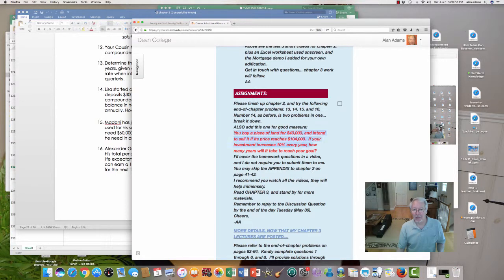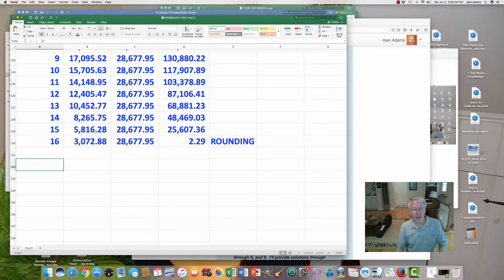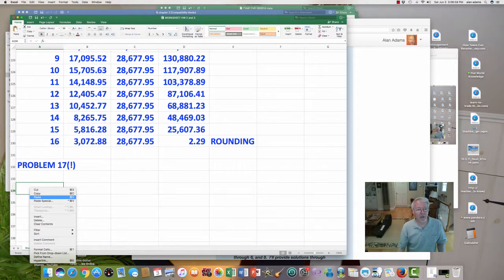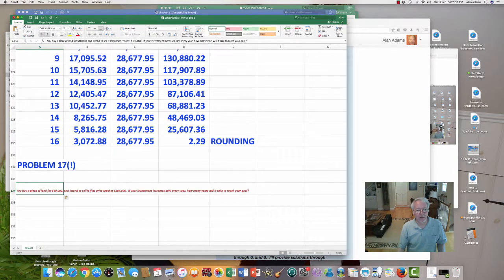You buy a piece of land for 40 grand. This is going to be similar to problem number 15, except we're not solving for the interest rate, we're solving for the time. So I'm going to copy that, and let's go stick that here. This is going to be problem number, I'm going to call it 17, okay? And let's put that here and solve it. I'm going to make that a little bit bigger.